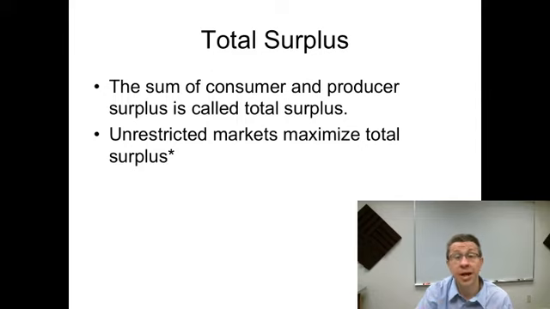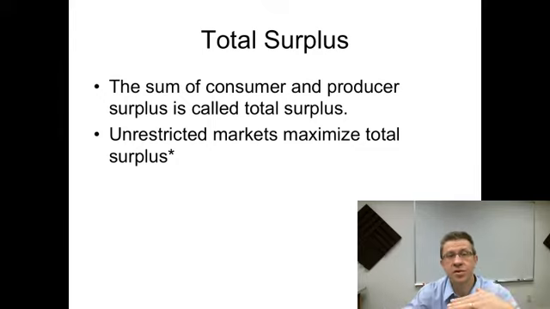If you combine consumer and producer surplus together, this is called total surplus. Right? Consumer surplus is the value consumers get, the welfare for consumers. How happy are they with the outcome in the market? Producer surplus, it's the value producers get. The sum of this is called total surplus.